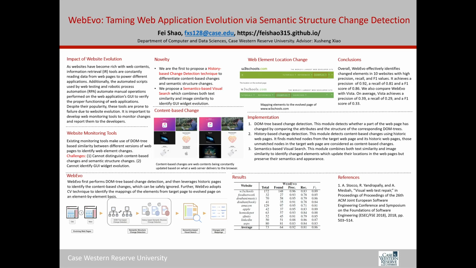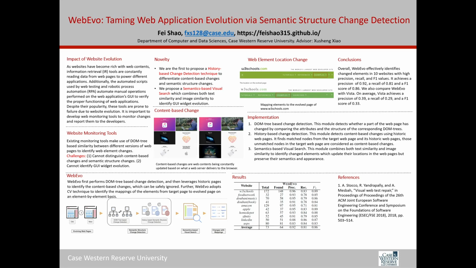The second challenge relates to using CV techniques to perform visual analysis on the web elements. Sometimes, an evolved web page may move a web element to a different location but preserve its semantics and appearance. Here is an example of the location change element. The example's menu was moved to a different location in the evolved page.